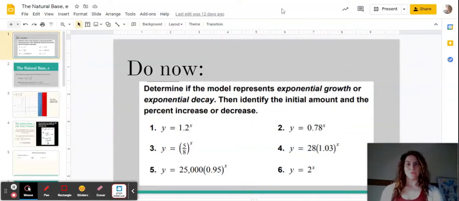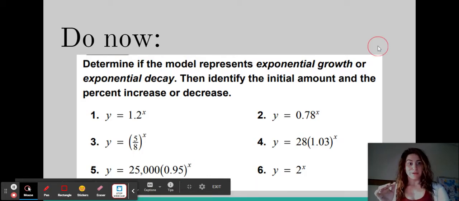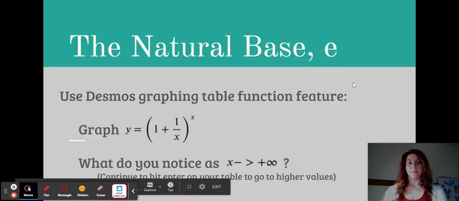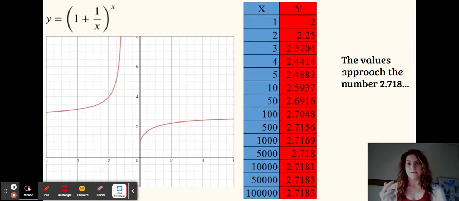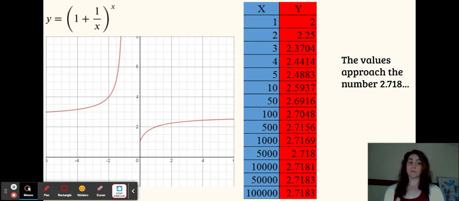Hey guys, so today we're going to go through the natural base. We have these to do now. Obviously, we're going to do that in class. And we're going to take a look at this graphing. And this is actually kind of where Euler's number came from. This natural number e came from (1 + 1/x)^x. And that's why it's built into our exponential section, because it is an exponential function.